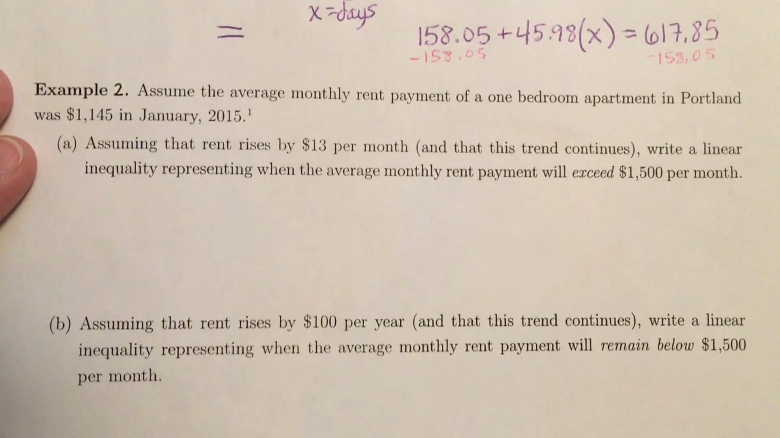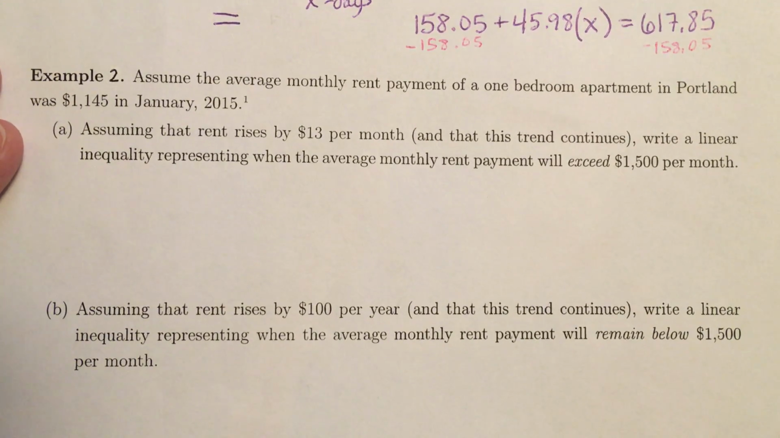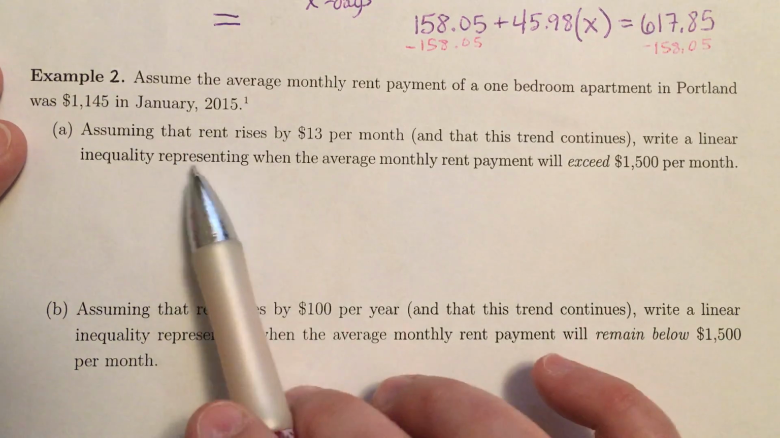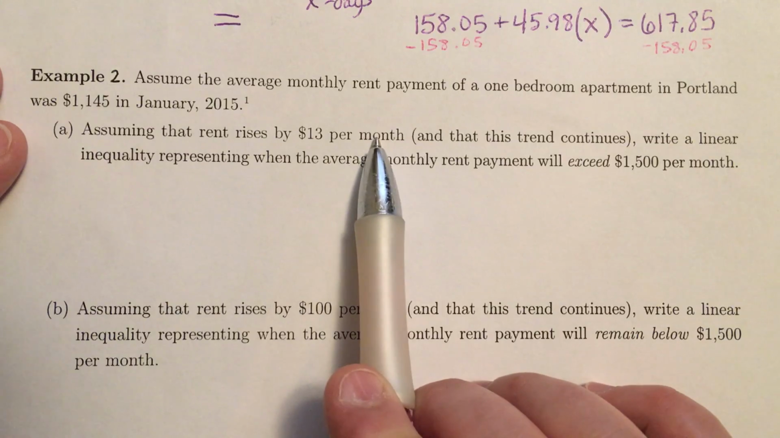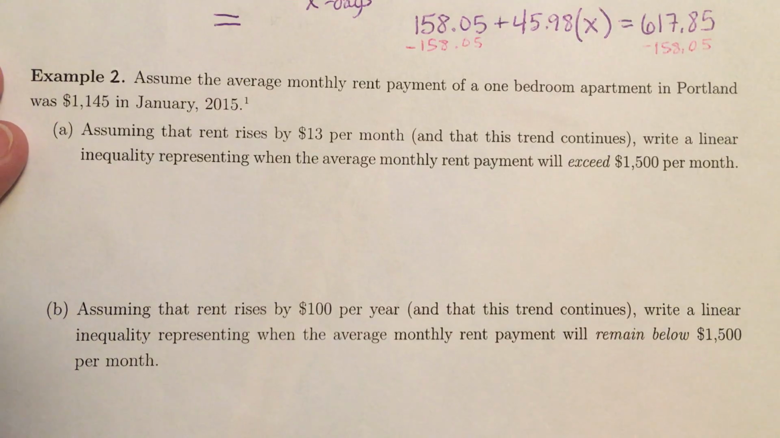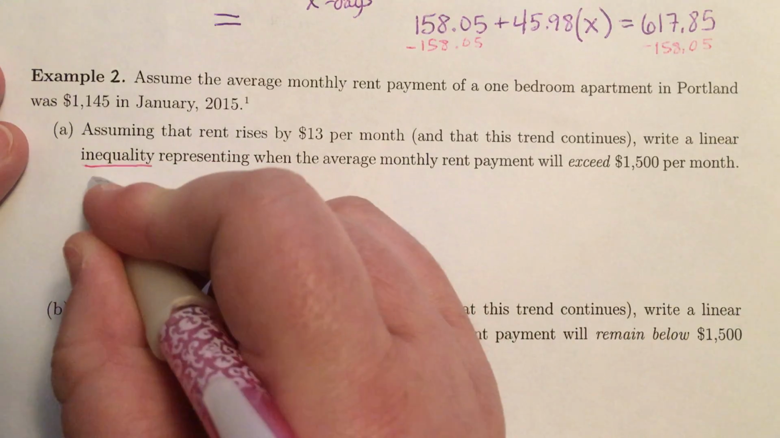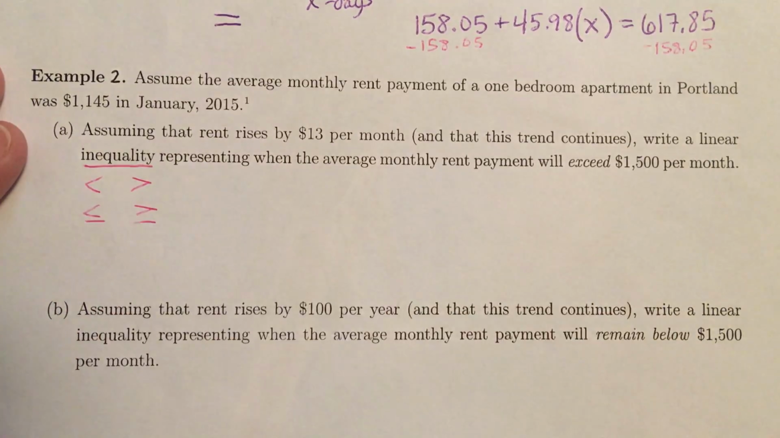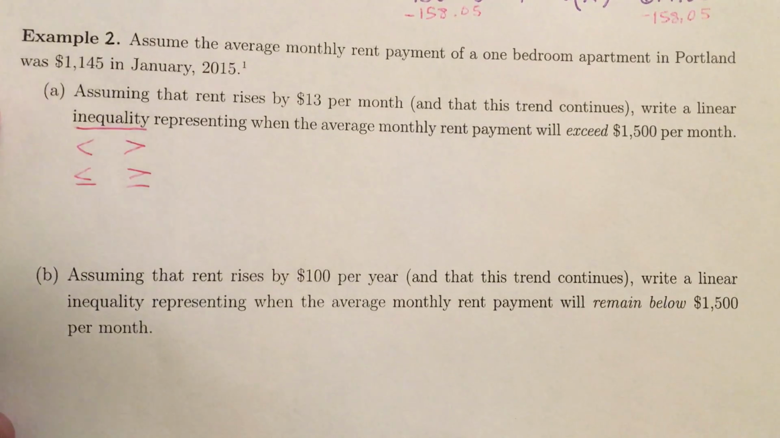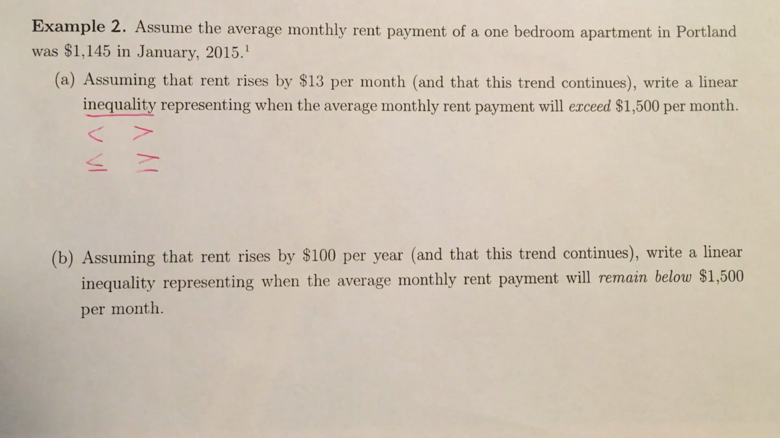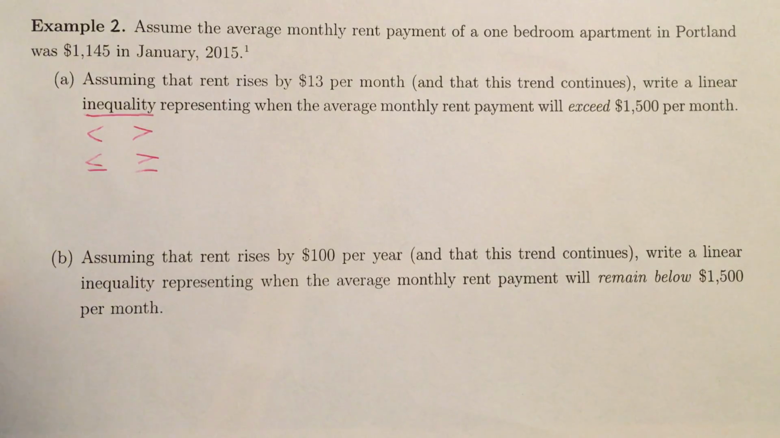All right, let's try another one. Assume that the average monthly rent of a one-bedroom apartment in Portland was $1,145 in January 2015. Assuming that rent rises by $13 per month and that this trend continues, write a linear inequality. Now, we haven't talked about inequalities yet, but all that means is less than or greater than or less than or equal to or greater than or equal to. We dealt with that a little bit in chapter 1, but we are going to do more of these in chapter 2 next time. But we're going to just at least set one up in this one.